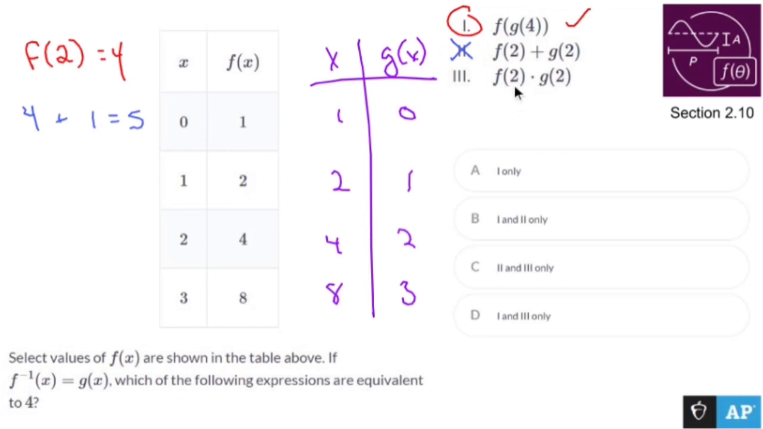F of 2, I kind of know what's going to happen, is 4 minus g of 2, which is 1. That's not 4. That's 3. So not you. So the only one that seems to work is just the first. Oh, inverses, you get me every time.